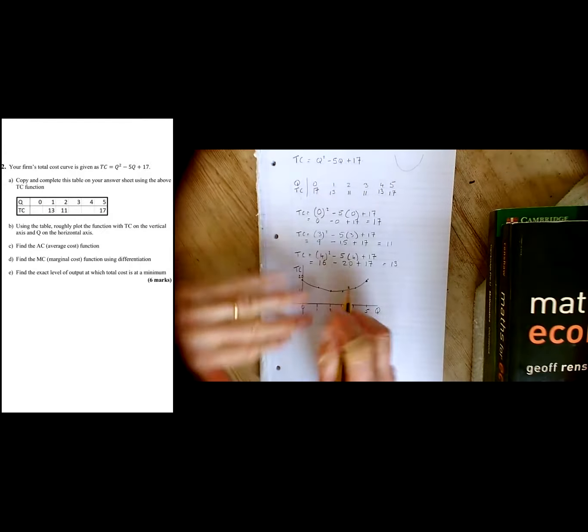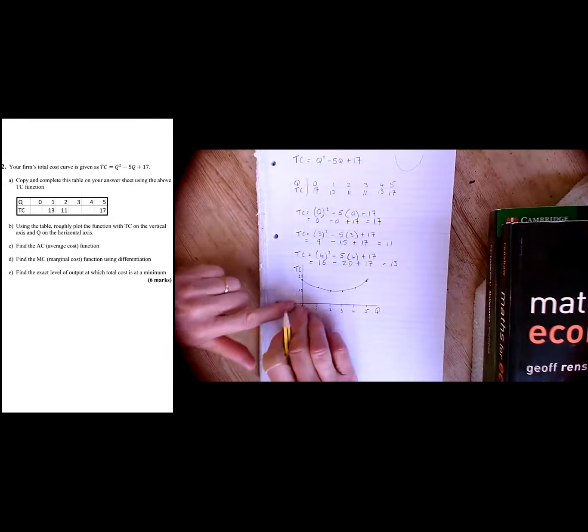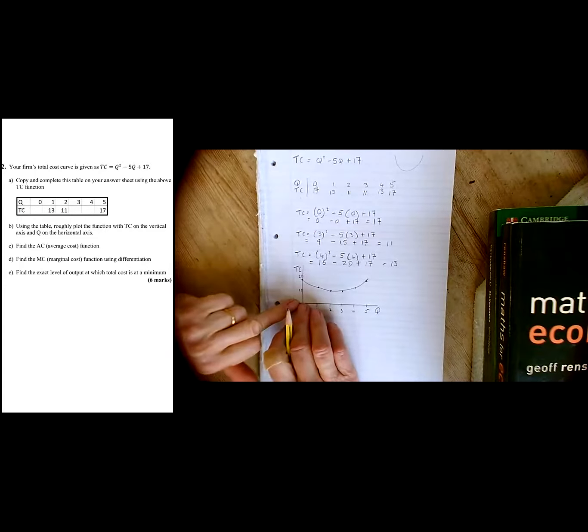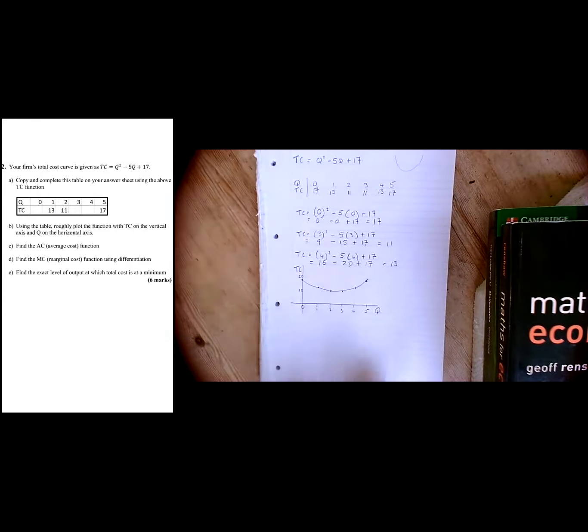If we wanted to show more of an exaggerated curve, we could have started at a number other than 0. Say we could have started at 10, and we could have gone to 20, and then it would be a little bit of a nicer quadratic curve. Right, so we've done that.